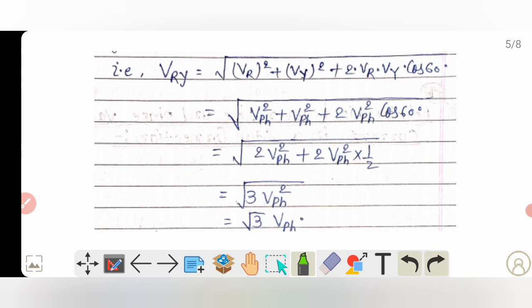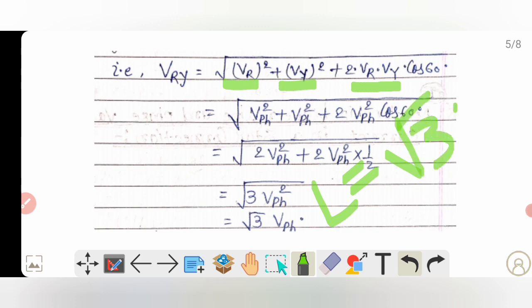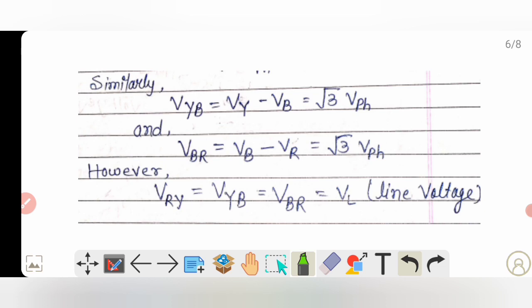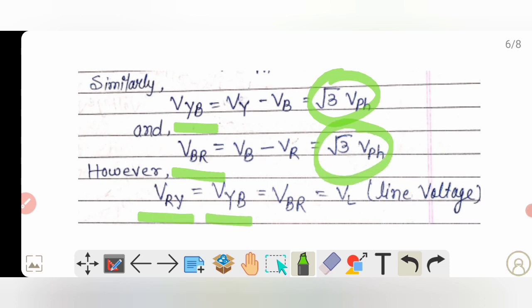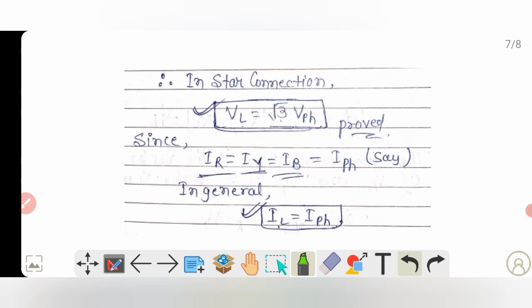This one is the phase voltage, this one is also the phase voltage, and this one is the phase voltage too. So we can say that line voltage is equal to root 3 into phase voltage in case of a star connection. Similarly, we can derive by using the Y and B phase and the B and R phase, and our equations will be root 3 V phase in each case. So VRY, VYB and VBR are equal to line voltage, as we have already seen in the diagram. In a star connection we can finally say that the line voltage is equal to root 3 into phase voltage.